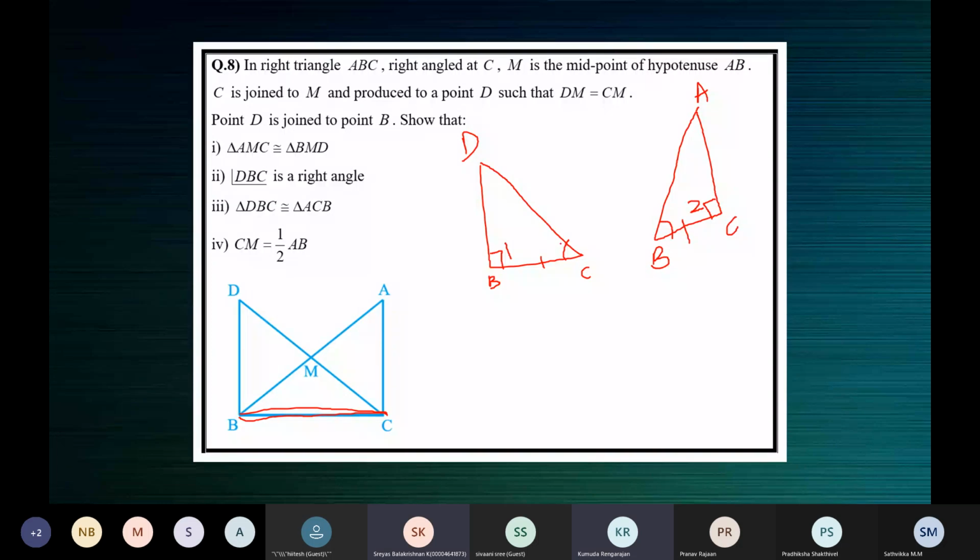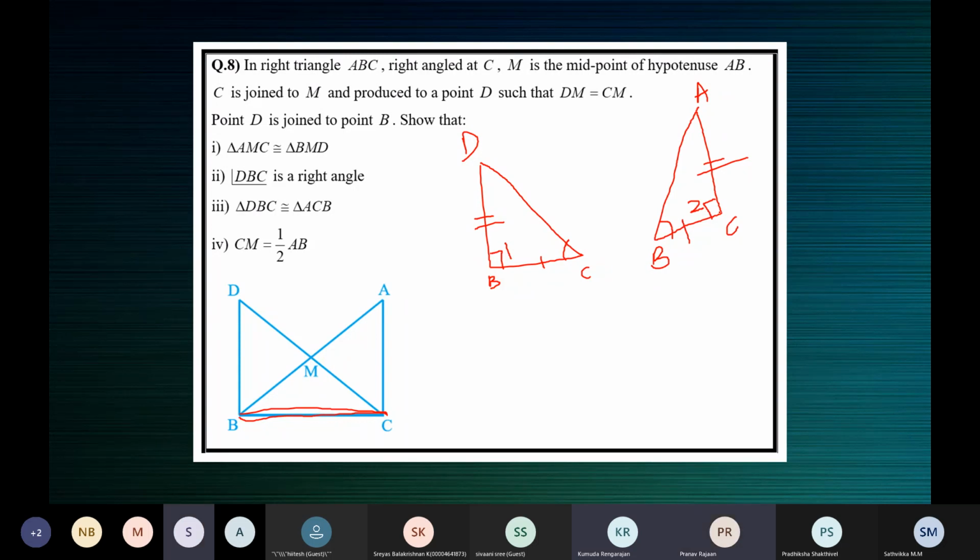Ma'am, I think we can use SAS alone. SAS, huh? Then you should prove that this side is equal to this side if you want to use SAS. You must show that DB is equal to AC, because for SAS this is the only option. But DB is not equal to AC, it's not given.